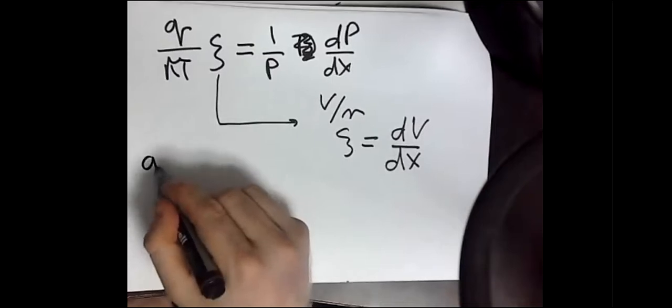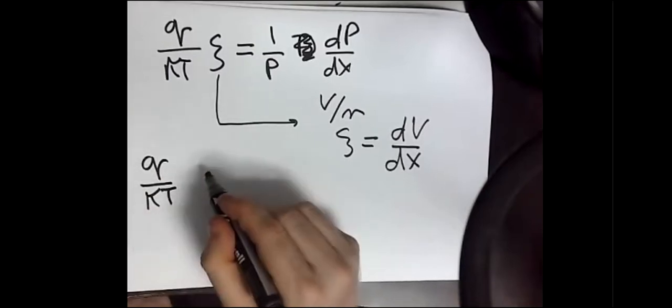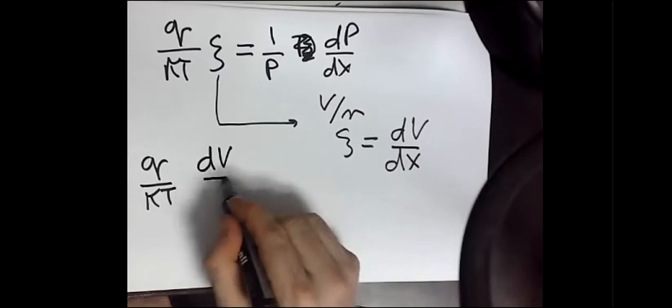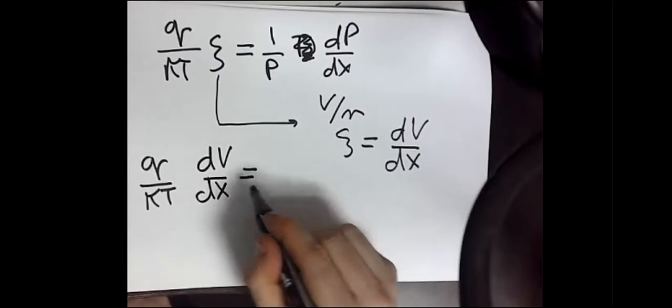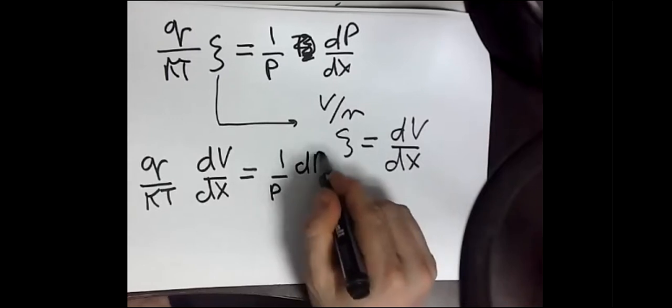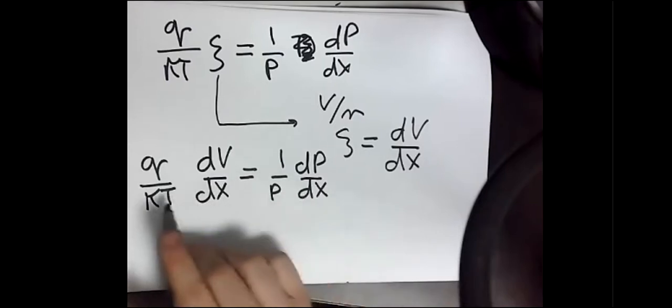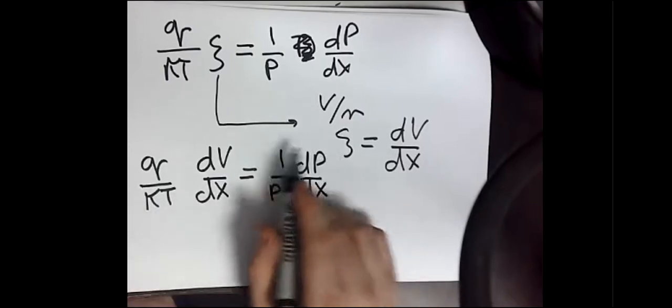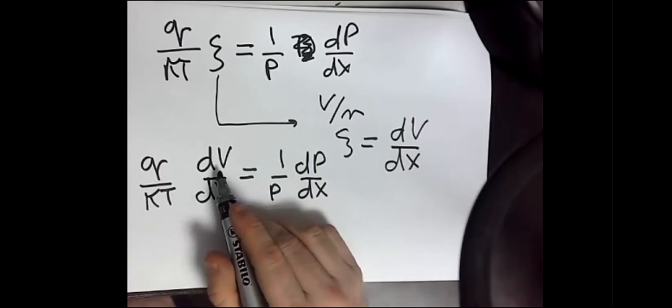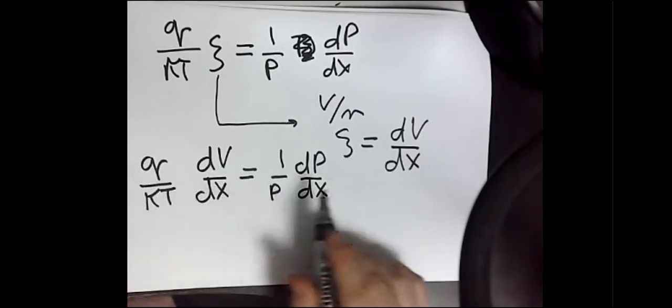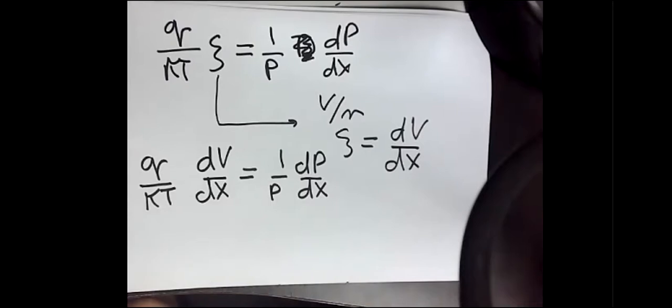So we have an equation, Q over kT times dV by dx equals 1 over P dP by dx. So this is typically the equation. You have two sides with differentiation. Then you can now calculate the voltage. If you integrate both sides, you can calculate the voltage. But the question is, which voltage are we going to calculate?